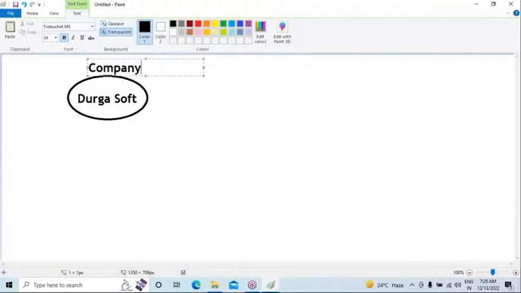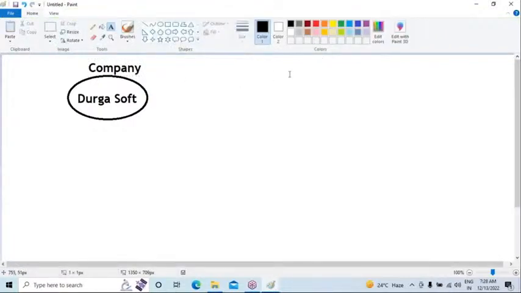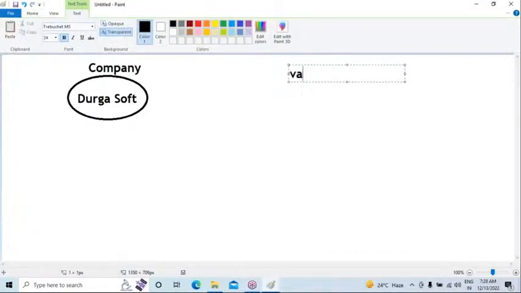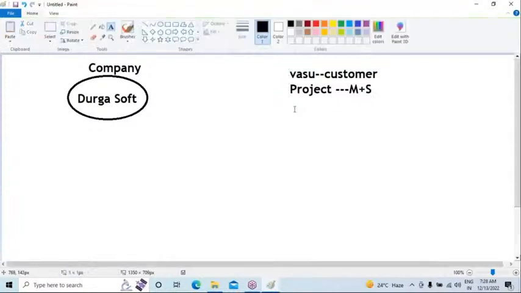So this is a company, an organization. See, I'm the customer. I require one project. The project should be manual plus Selenium code. So here, these are my requirements.